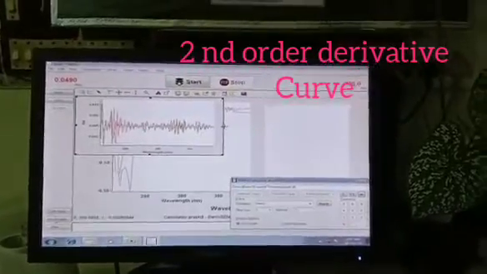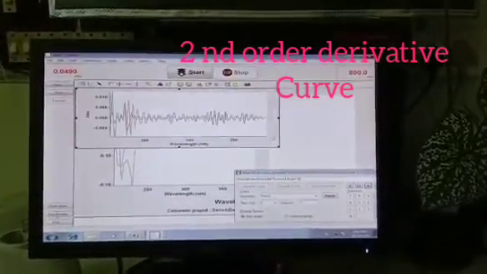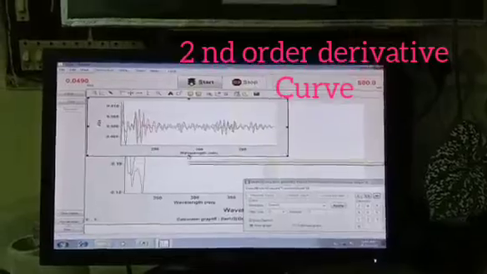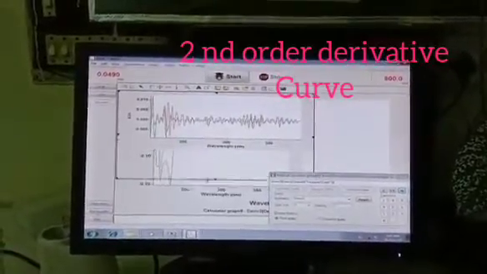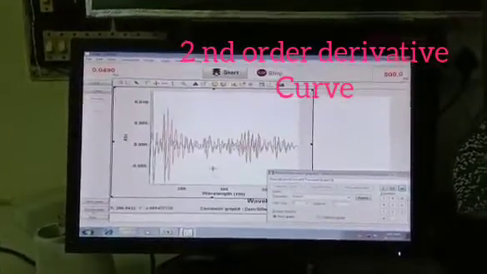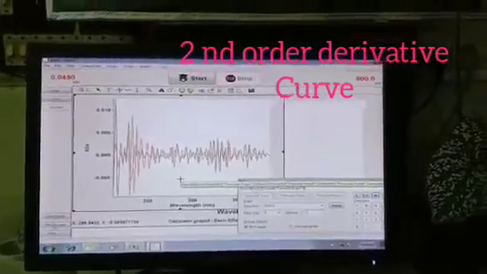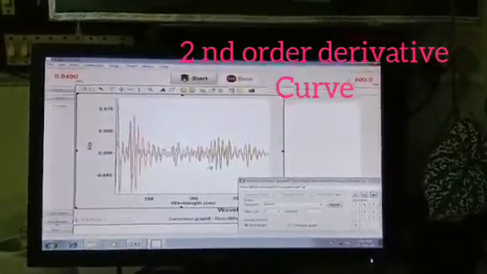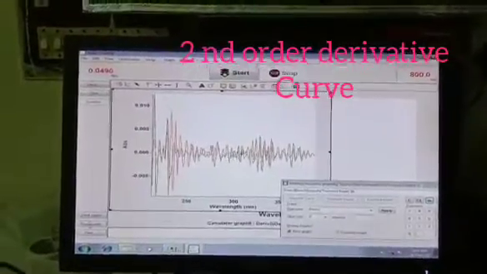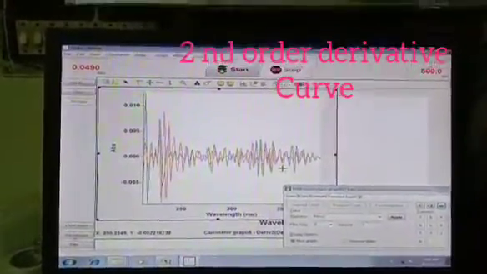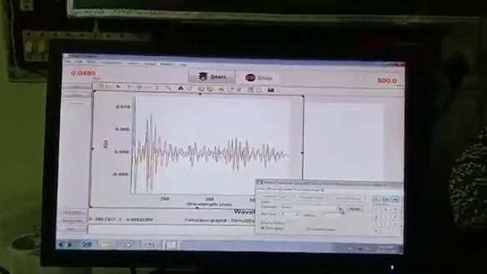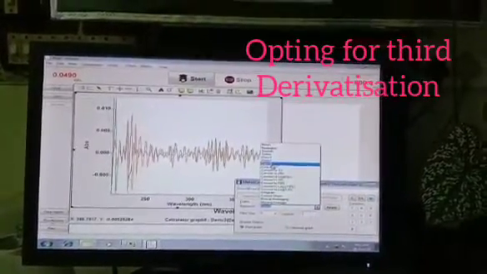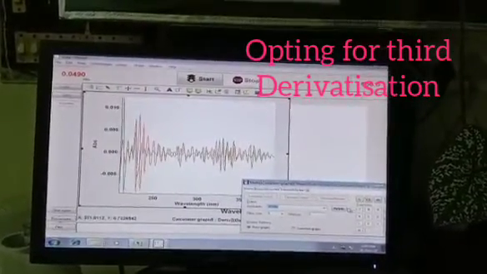So dear students, you can observe here that as we increase the order of derivatization, the overlay curve is getting more resolved. You can see more narrow bands as we increase the order. So now I am going for third derivatization.